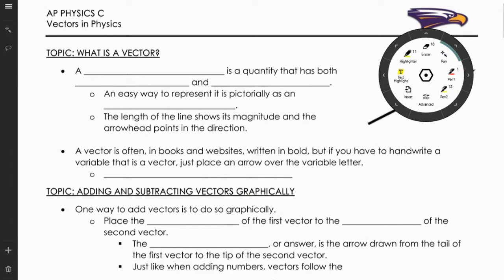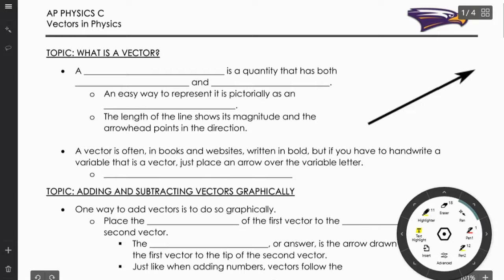Okay, so now we're going to look at our vectors in physics. I'm going to break this into two videos. One is just some basic vectors and math of vectors, and then we'll break it down into unit vectors and how physics uses vectors in the subject.